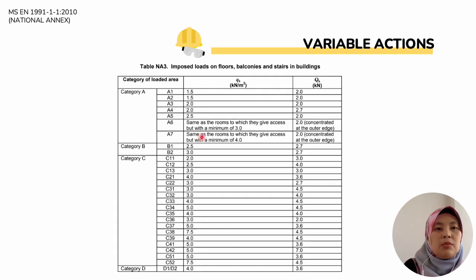And then referring to those categories of use, we are going to determine the category that is involved, as well as these codings. So we have A1, A2, A3, and so on, which is referring back to the previous slide. Then we are going to be able to determine the values of Qk here, which is in kilonewton per meter square. So this is the estimation of the value of loads we are going to get for our variable action.